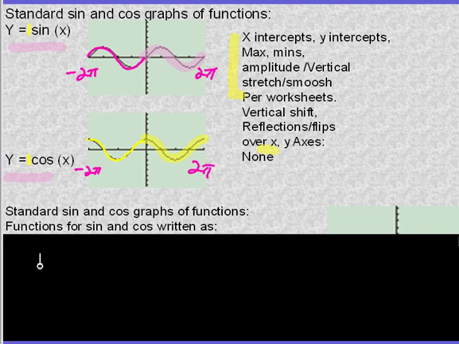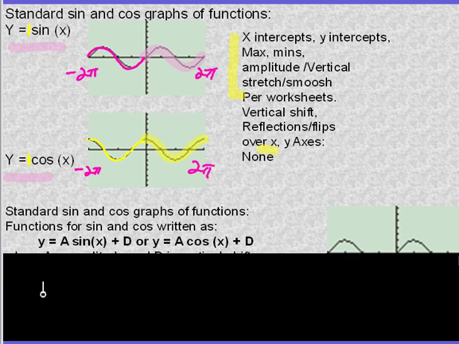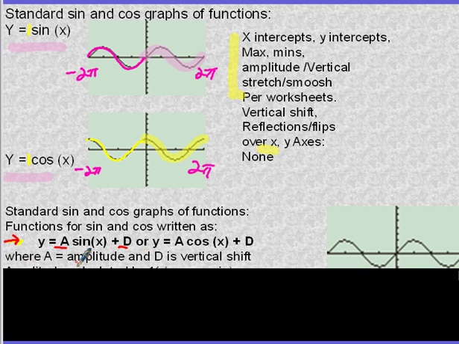So standard sine and cosine graphs have equations that look like this, and this is the simplest form that we're going to be looking at, because actually it's going to get more complex. We're going to be adding in letters B and C, so if you're wondering why there's an A and a D, we do have B and C. We'll get to those later. So y equals A sine x plus D, or y equals A cosine x plus D. What are the A and D? Where A is your amplitude. So any number in front of your sine or cosine is your amplitude change, and D is a vertical shift. So any number added or subtracted from this base function is a vertical shift.